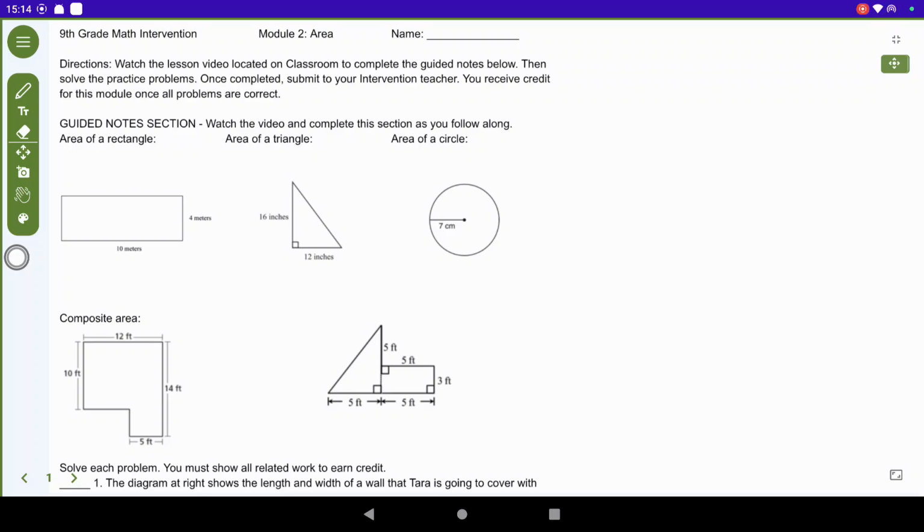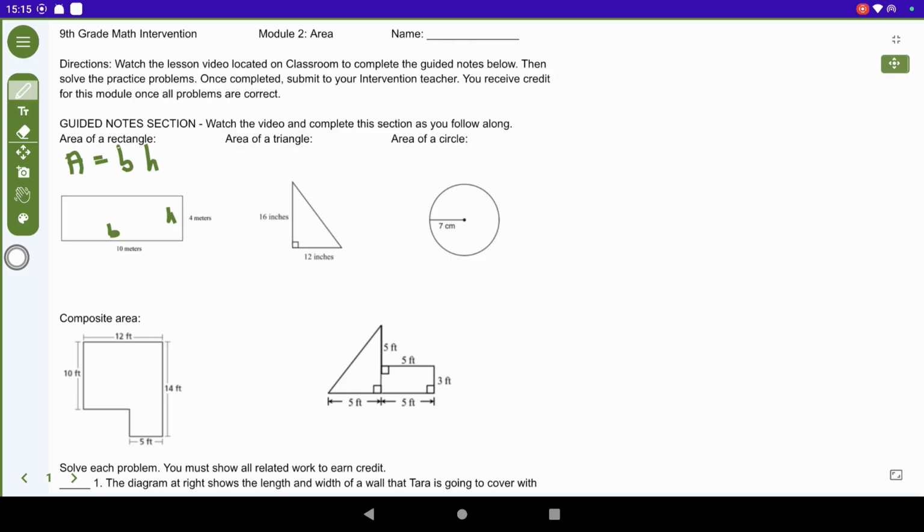Good day everyone. Today we're talking about Module 2, which is on area. Our first figure we're going to talk about is area of a rectangle. The formula for area of a rectangle is base times height, or you can say it's length times width. Either way, when you're talking base, usually you're talking the bottom, and height, you're talking the side.